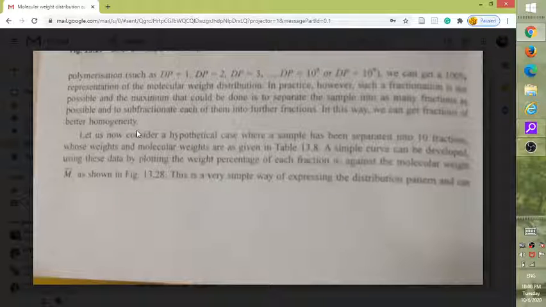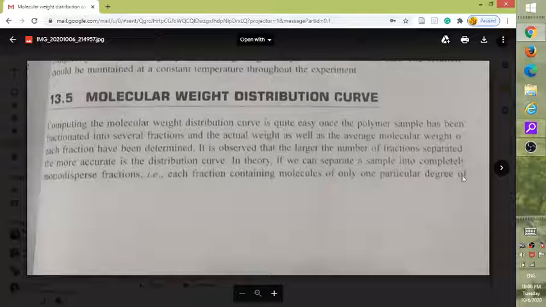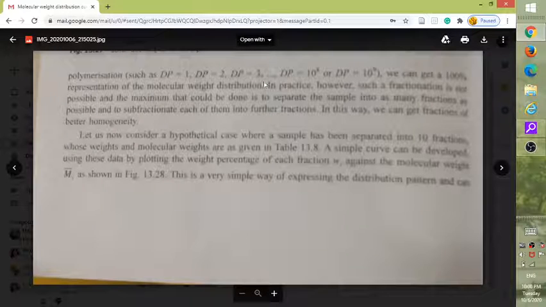Suppose there is one fraction, it will have all the molecules of the polymer having DP 3, 3, 3, 3, 3. Then another fraction will have 2, 2, 2, 2. Then another will have 1, 1, 1. But this is the ideal condition. This doesn't happen in real life. So if we get a monodispersed sample, we can get 100% representation of the molecular weight distribution.